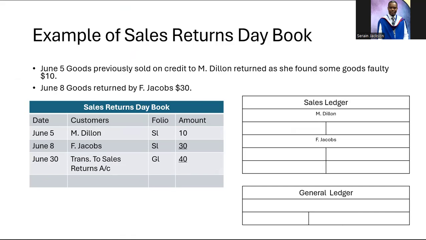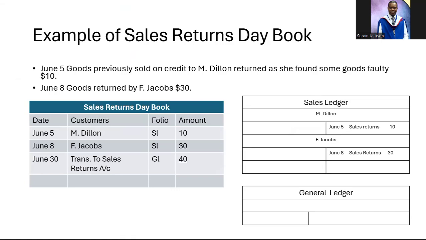These guys are your debtors, which means that they're assets, right? Generally, you would debit their account, but when they are sending back goods to us, their account would be credited because they are sending back goods to us. So that's June 5, and the information that you'd have in the details is sales returns, and then the amount $10. The same thing will go for Jacobs, June 8, sales returns, and then the amount is $30.